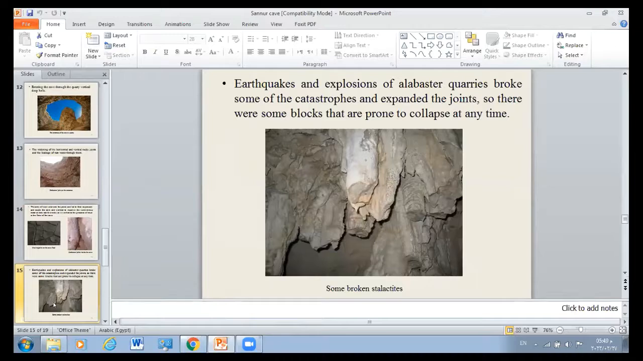Earthquakes and exploration of the asphalt caves broke some of the rock and expanded the joints. So there were many blocks that are about to collapse at any time.